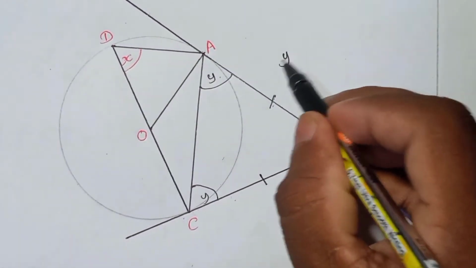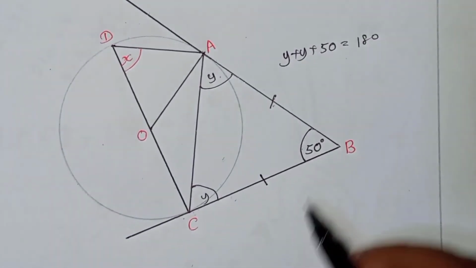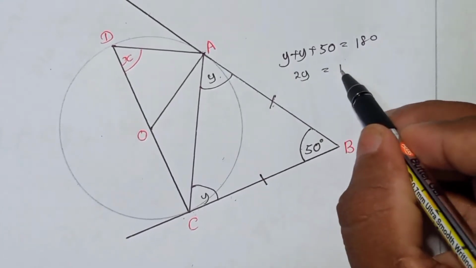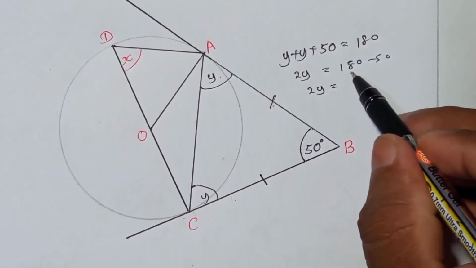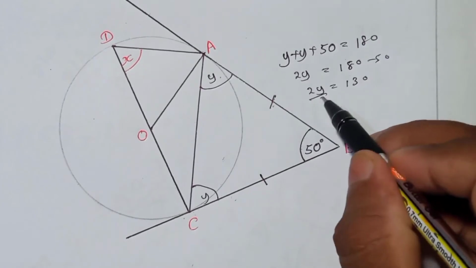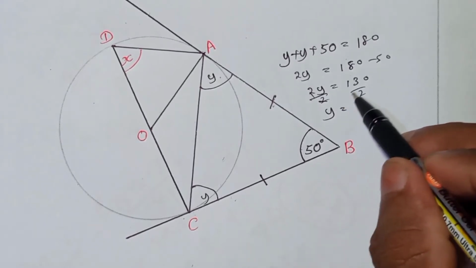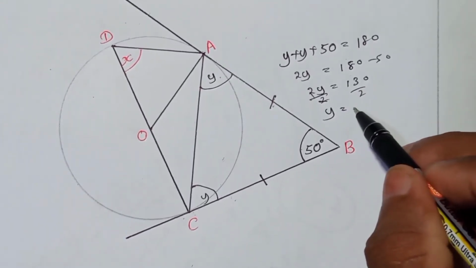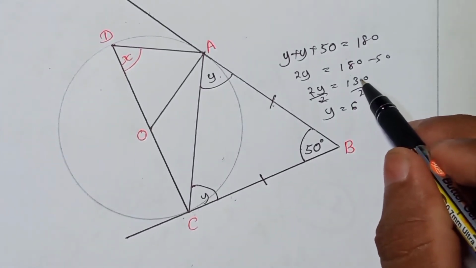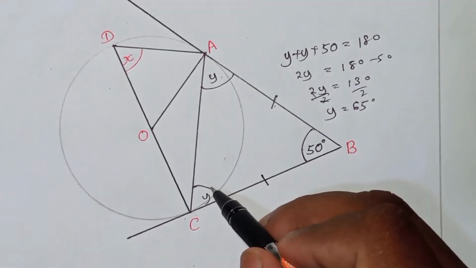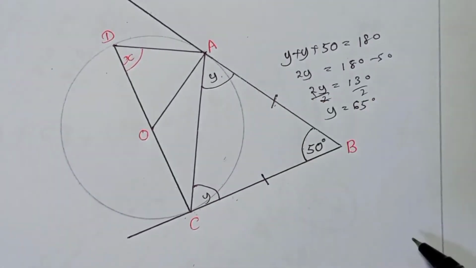How? You can write y plus y plus 50 should be equal to 180. Then if you try to find the answer, 2y equals 180 minus 50, which means 130. If you divide both sides by 2, your answer will be 65. Okay, that means this y equals 65. This is 65, then this also 65.